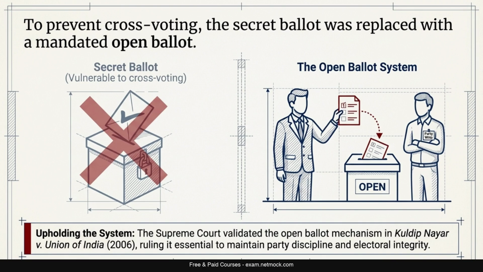Here's an important reform. To prevent cross-voting, the secret ballot was replaced with a mandated open ballot system. Under the old secret ballot system, MLAs could secretly vote against their party's candidate, which was a major vulnerability. The open ballot system requires MLAs to show their ballot to their party's authorized agent before casting it. The Supreme Court validated this open ballot mechanism in the landmark case of Kuldeep Nair versus Union of India in 2006, ruling it essential to maintain party discipline and electoral integrity.